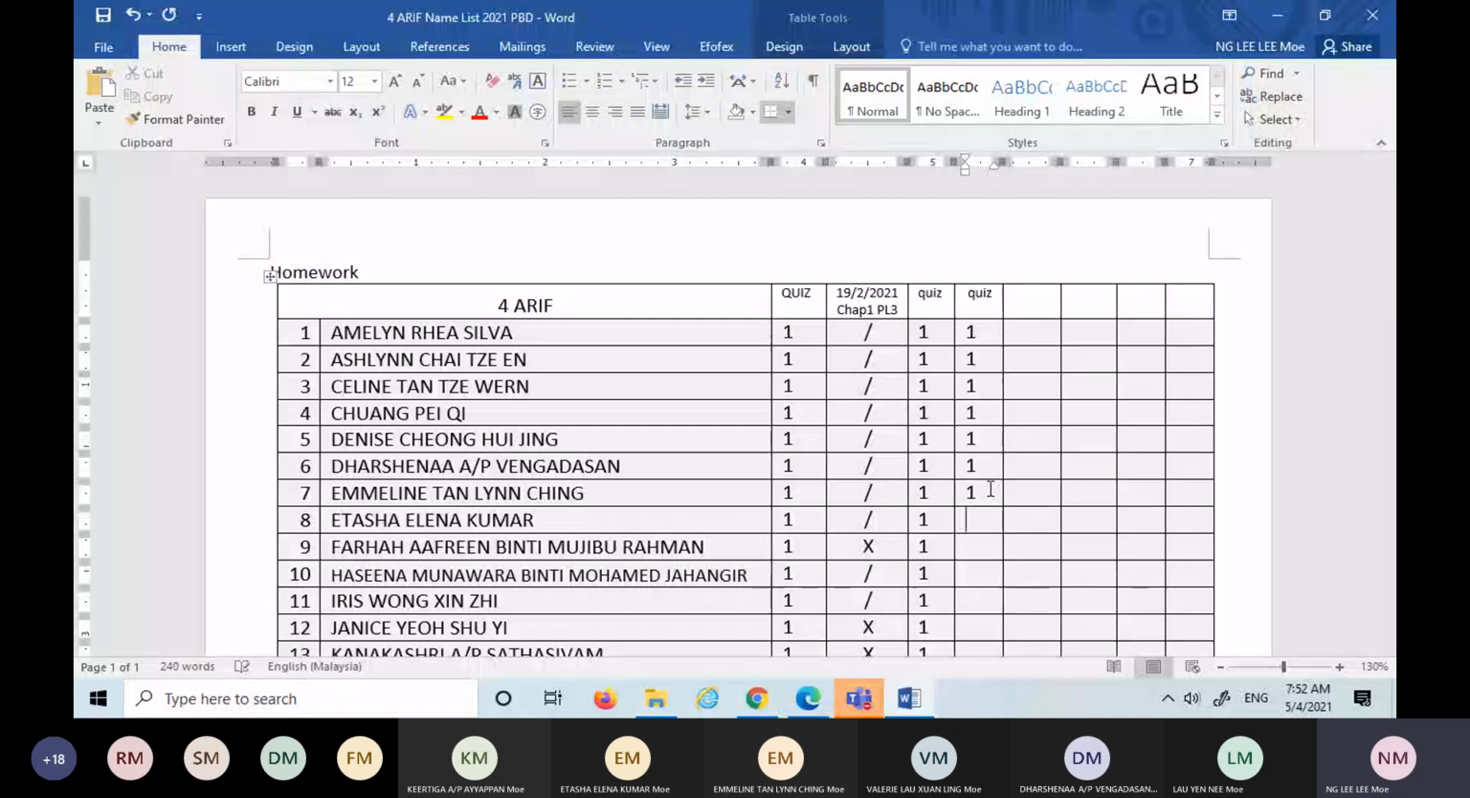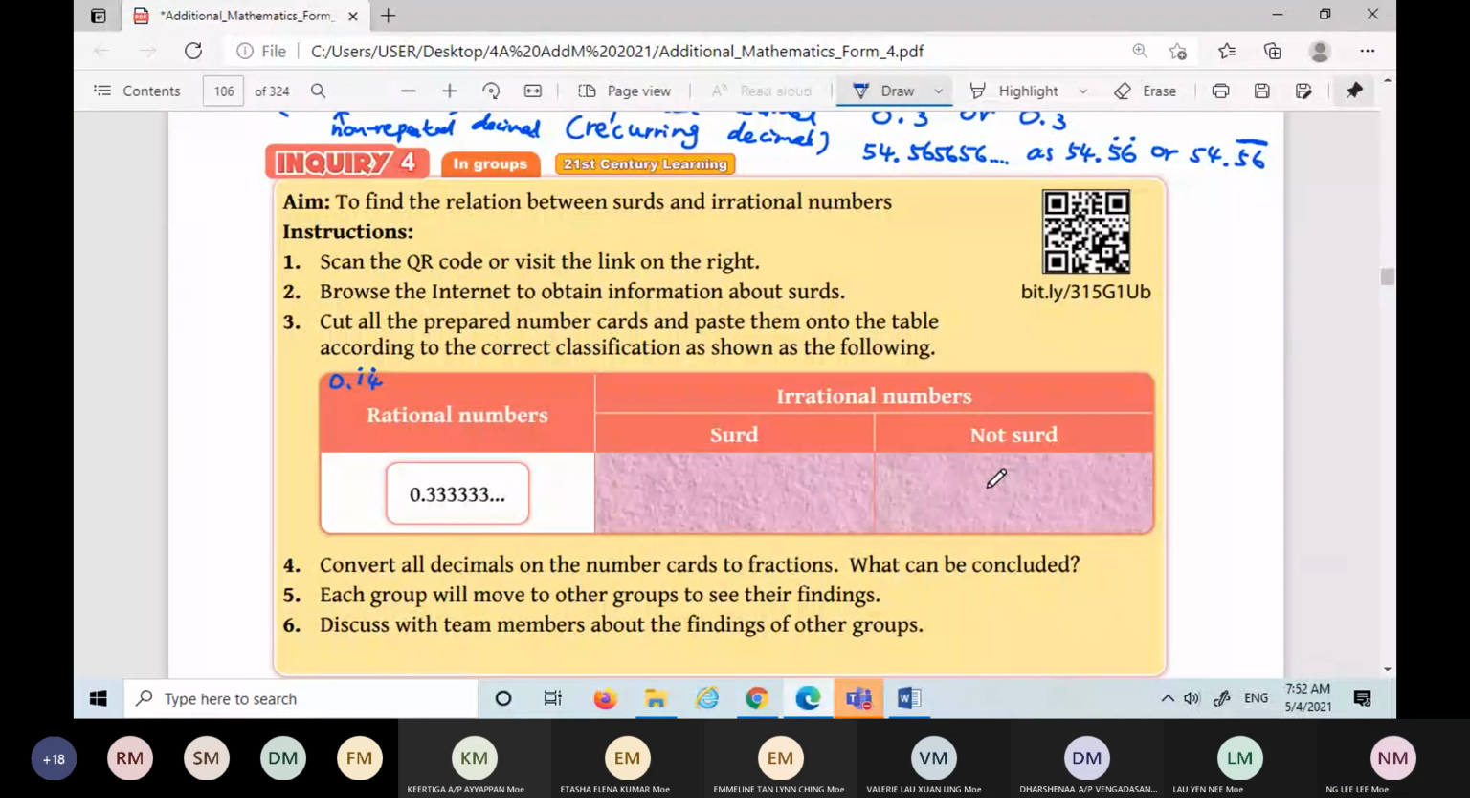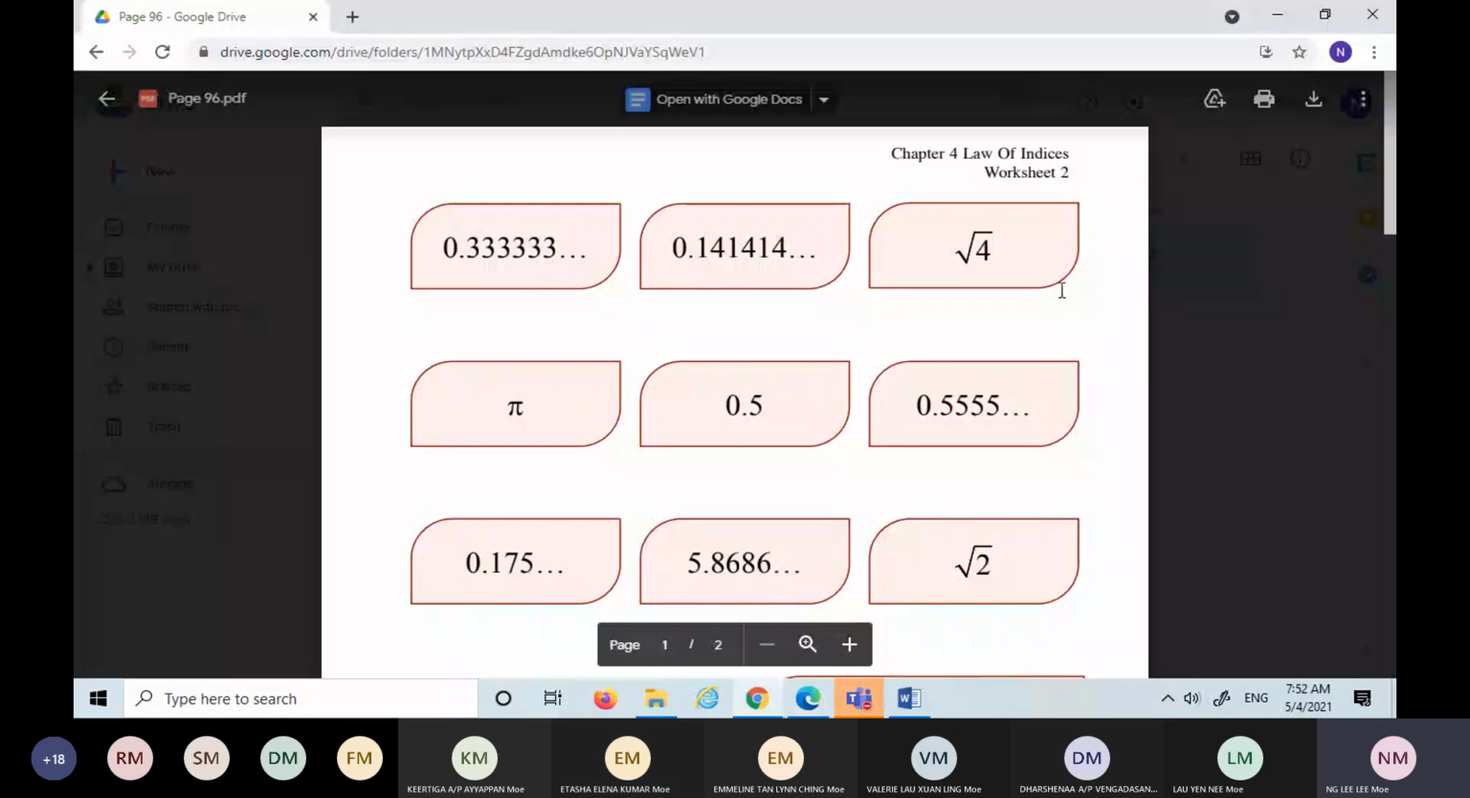Next girl, Itasha. Yes, start here. Okay, very good. Itasha, square root of 4.